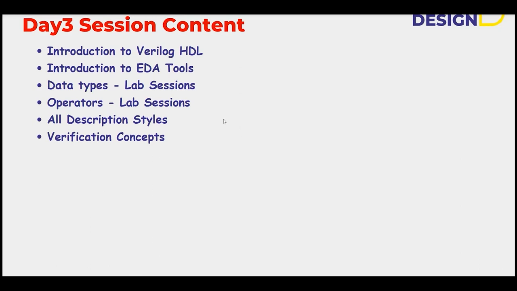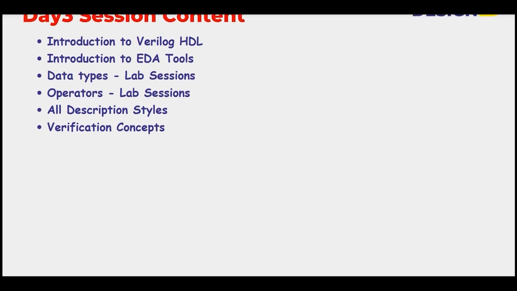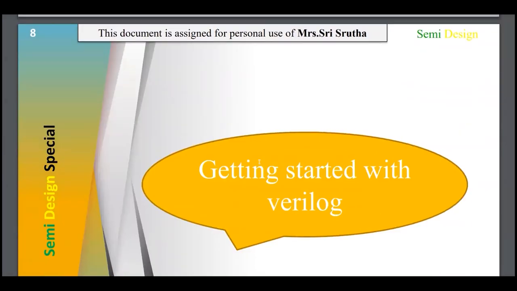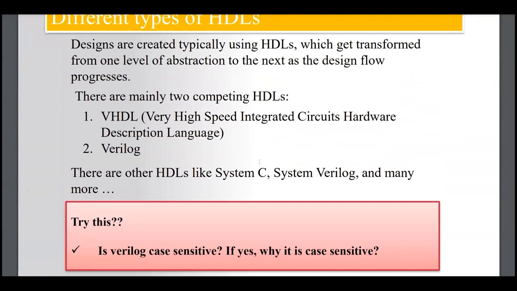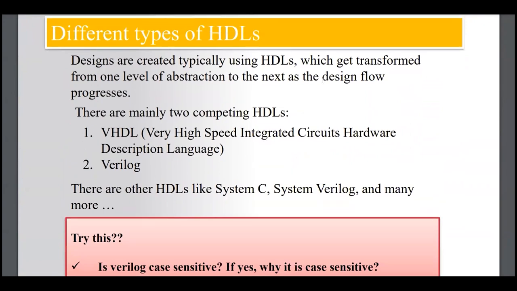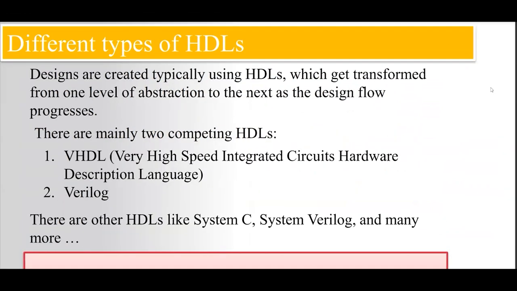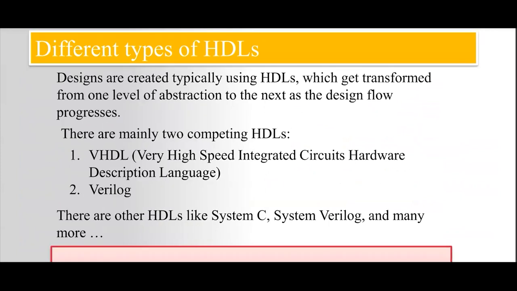So first we'll start with the introduction to Verilog HDL. Can any one of you tell me why we are using Verilog HDL? Why is Verilog HDL mostly preferred over VHDL? Yes, ma'am. VHDL is very complex as code to write, whereas Verilog is easy and it takes less time compared to VHDL to execute the program.